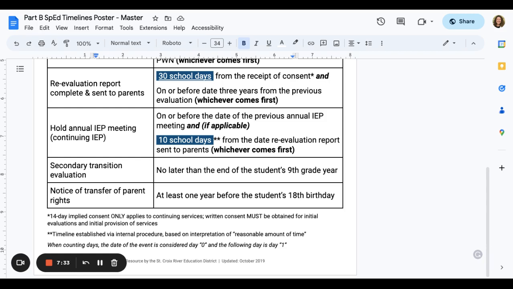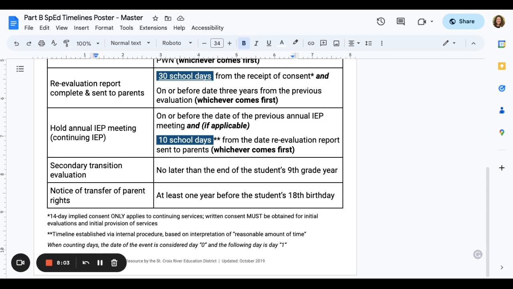Then the other thing that has the 2 asterisks there is after 10 school days. 10 school days is a locally established procedure based on the interpretation of a reasonable amount of time. The law says reasonable amount of time, and we have defined that locally and regionally, and I think pretty much across the state, it's being defined as 10 school days. So approximately 2 weeks after you have a meeting is when you need to make sure that paperwork is out to parents.